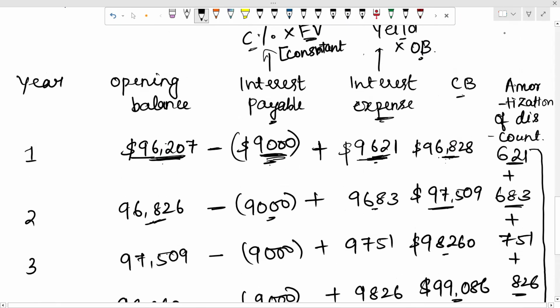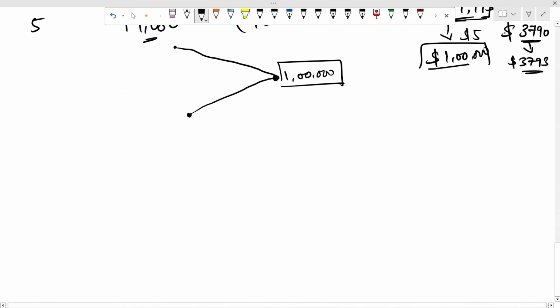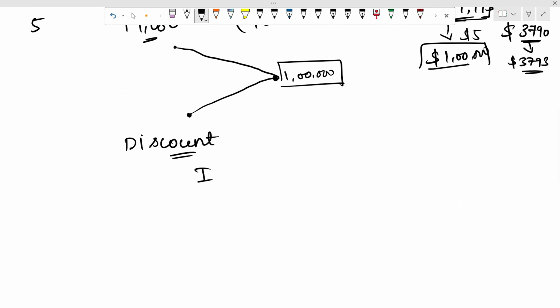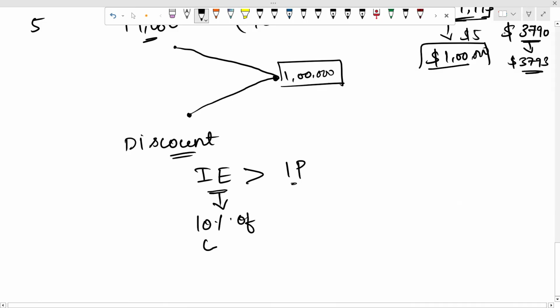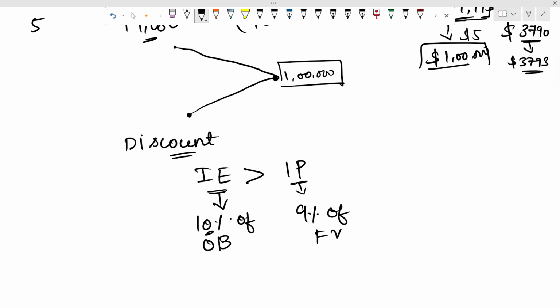That is, if the bonds are issued at discount, I think I can write it over here. If bonds are issued at discount, interest expense will always be greater than interest payable. Why? Because interest payable is calculated as 9% of face value, while interest expense is calculated as 10% of opening balance. So this is 10% of something and this is 9% of something. So interest expense will always be greater than interest payable if the bonds are issued at discount.